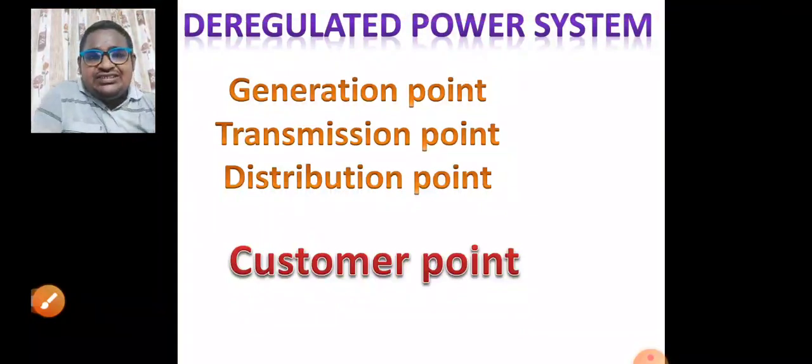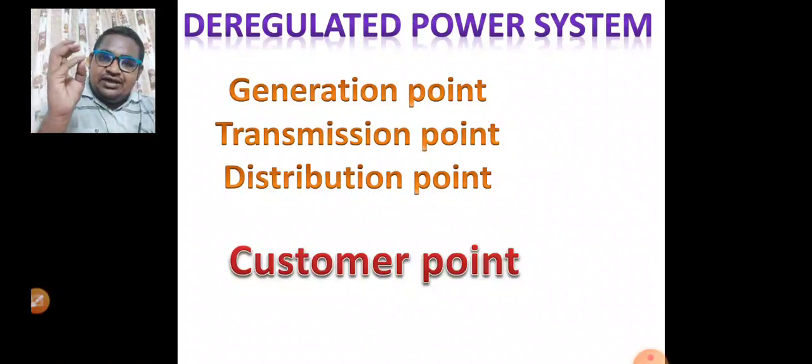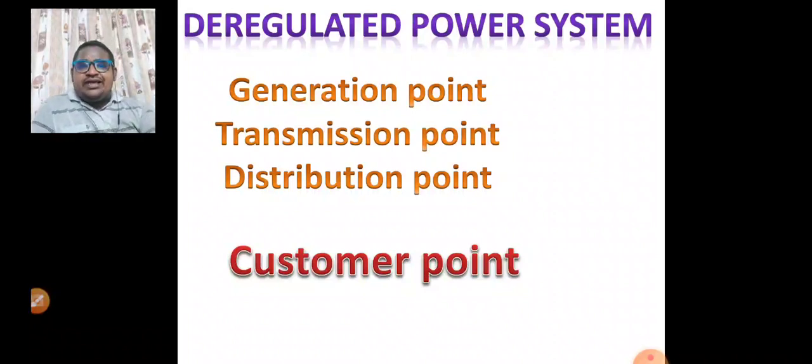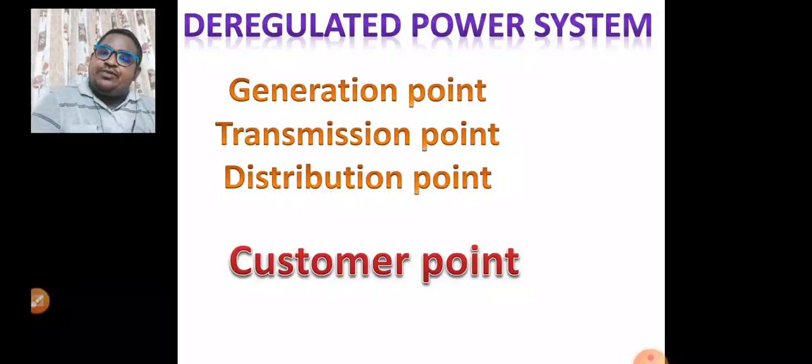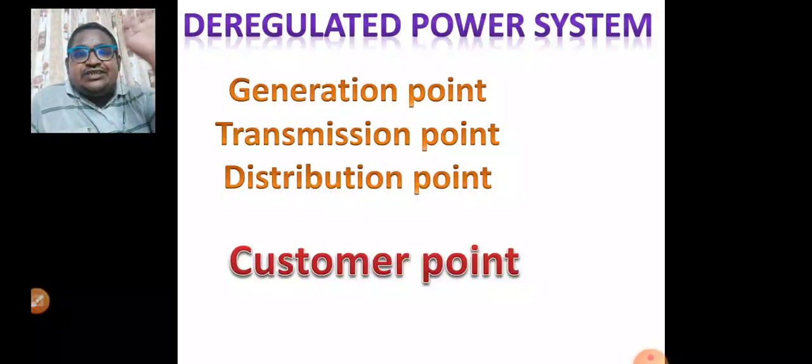Now, what is the deregulated power system at the generation point? The power may be generated by solar, wind, thermal, nuclear, hydel, whatever it may be. Whatever the type of generation, I can use it. And if suppose today I generate 2 megawatts of power, and tomorrow I generate 10 megawatts, and the day after tomorrow I do not generate power. Do you get my point? This is the deregulated power system subjected to the generation.